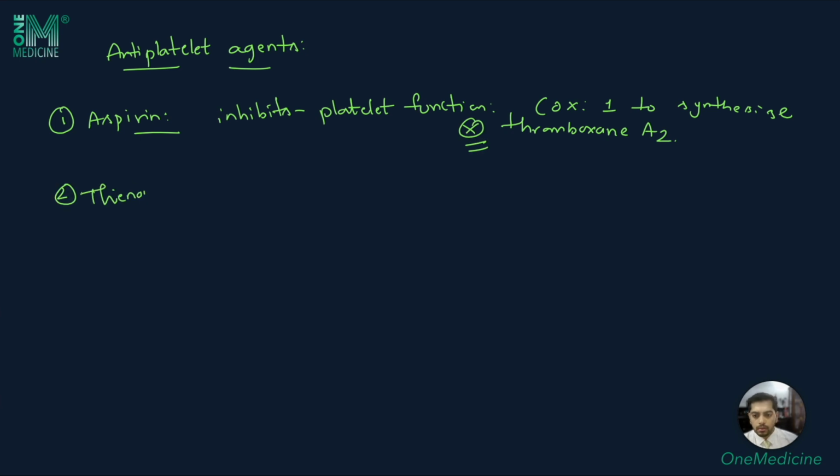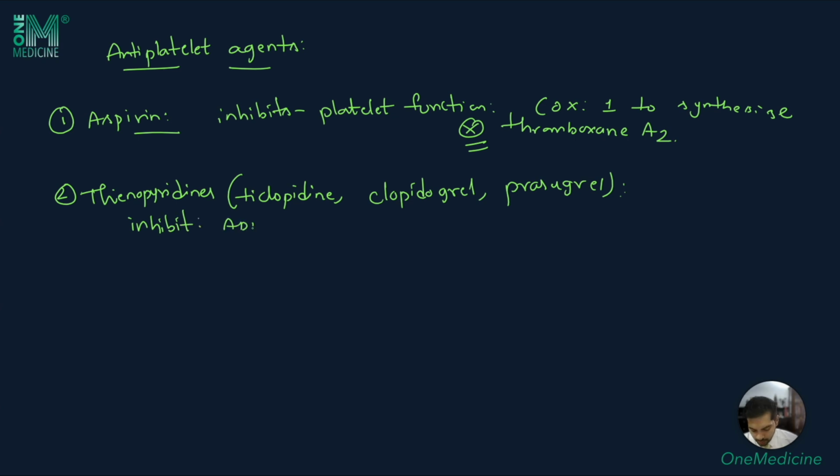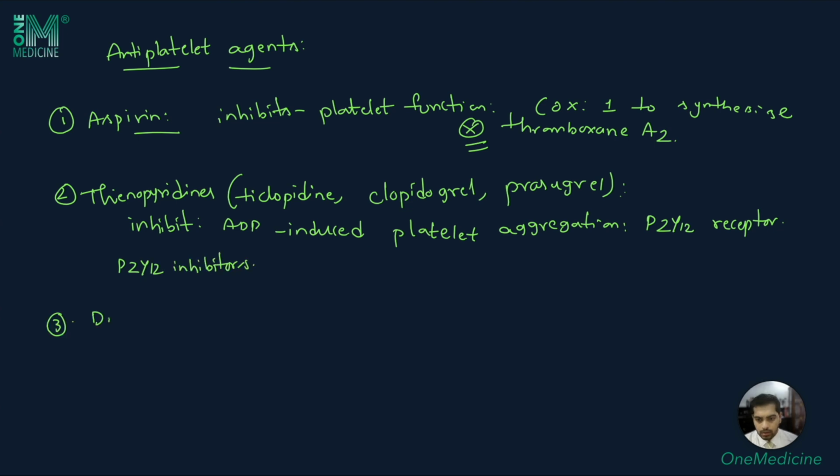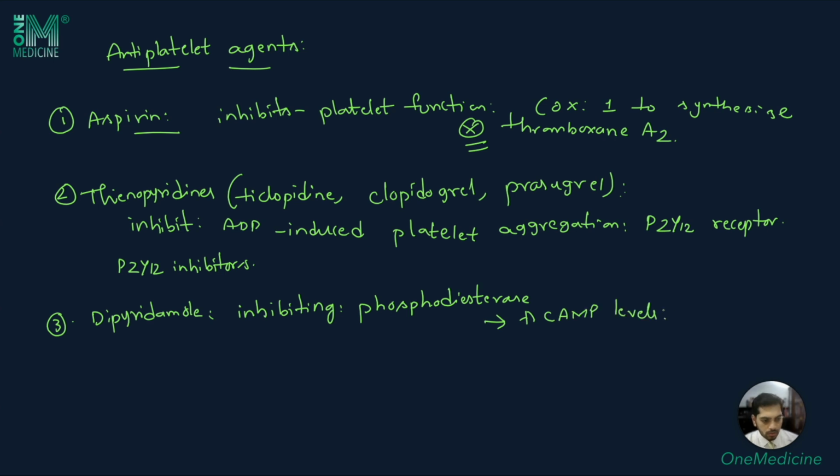The thienopyridines, examples include ticlopidine, clopidogrel or prasugrel, inhibit ADP induced platelet aggregation by blocking its receptor P2Y12. Hence, this is also called P2Y12 inhibitors. Dipyridamole acts by inhibiting phosphodiesterase, leading to increase in cyclic AMP levels and block platelet activation.